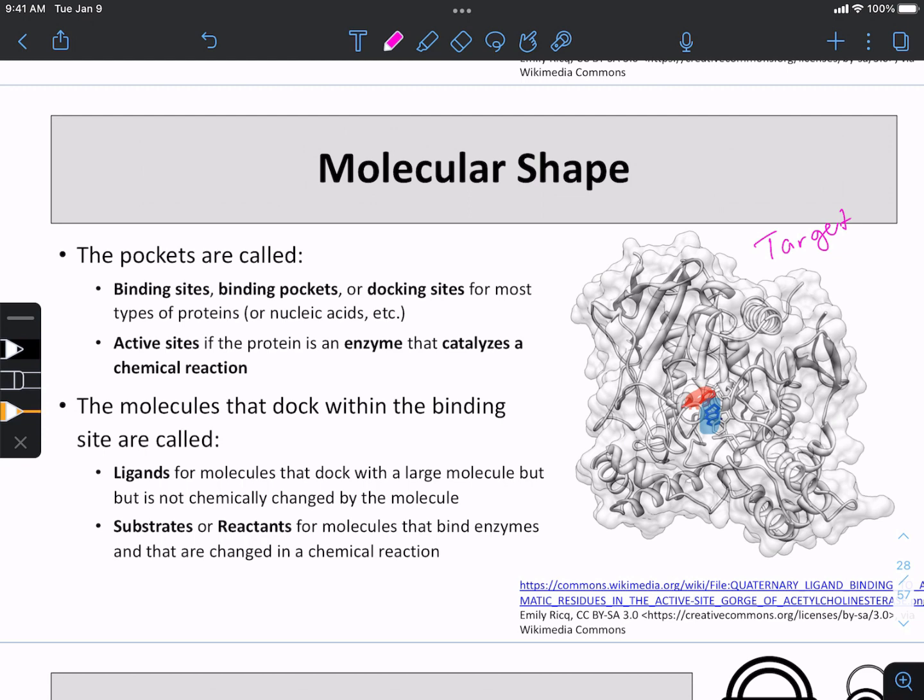Now, what about the little molecule? Well, ligand is the term that we use just generically for any small molecule that docks or binds with a larger molecule that is not chemically changed. On the other hand, if we're dealing with enzymes, we call it a substrate or a reactant, or sometimes even a reagent. Substrate being the most common, because in this case the substrate is changed.